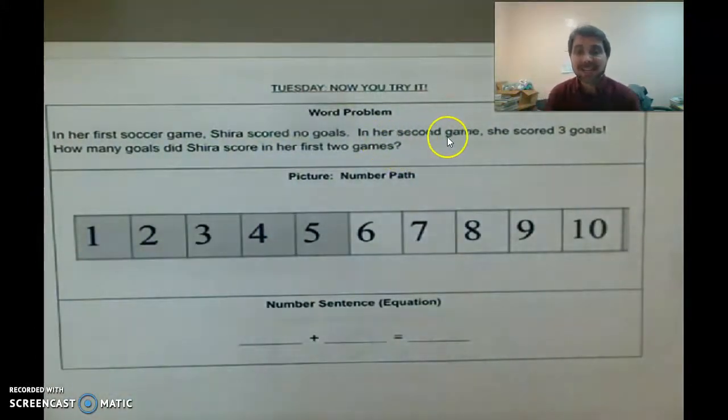But it says in her second game, she scored 3 goals. Whoa, hat trick. Nice. How many goals did Shira score in her first 2 games? Okay, so I want you to see if you can figure out how you might use the number path and then write a number sentence to solve the problem. How many goals did Shira score in her first 2 games? First game, no goals. Second game, 3 goals. All right, so pause the video, work on that for a few minutes, and then come on back.